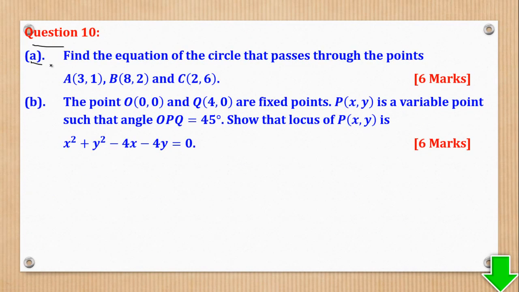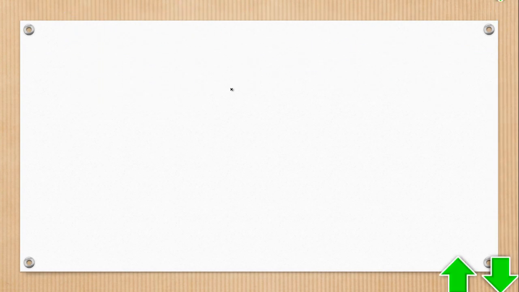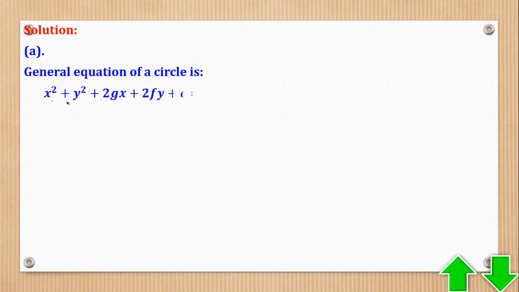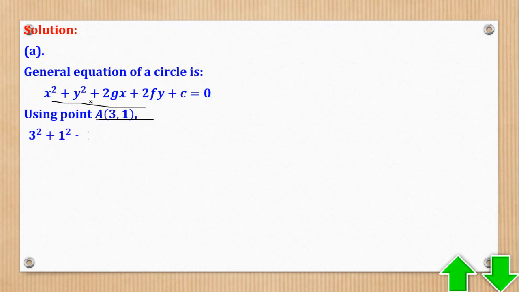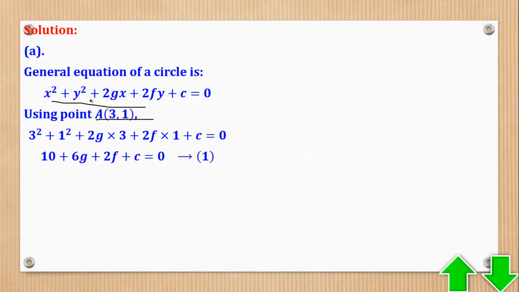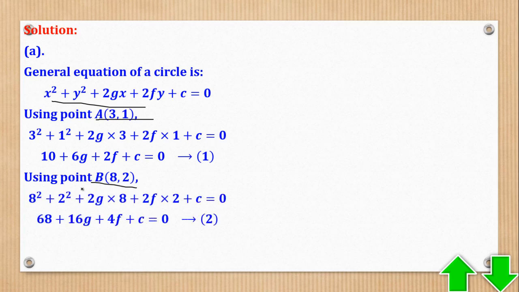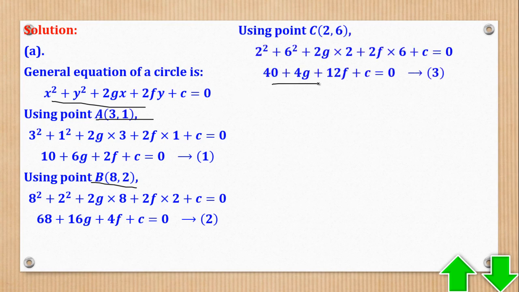Then question 10 part A says, find the equation of the circle that passes through the points this, this, and that. Let's begin with that. So one, the general equation of the circle is given by this. Then we can now use different points. Using this point, I can come up with that, equation 1. Then using the point B, substitute for x and y to get equation 2. Using point C, substitute for x and y to get equation 3. Those are 3 equations, 3 unknowns, so we need to solve them simultaneously.